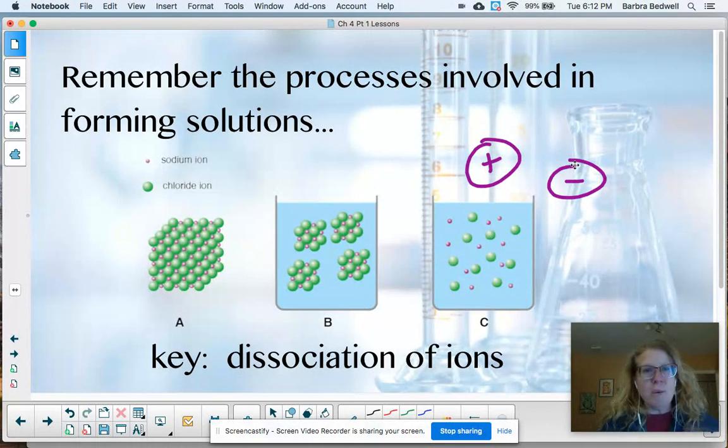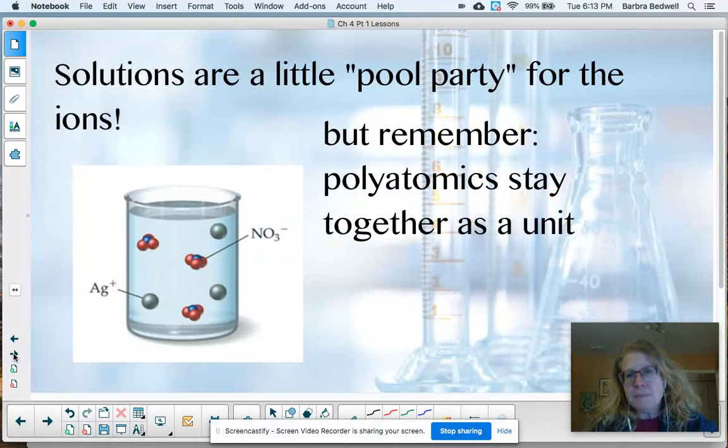A lot of times when we're handed a clear solution, we forget that this process had to have occurred. So you see a solution that's just labeled NaCl, and it's logical to think that there's sodium chloride in there, but there isn't. What's actually in there is a mixture of sodium ions, chloride ions, and water molecules.